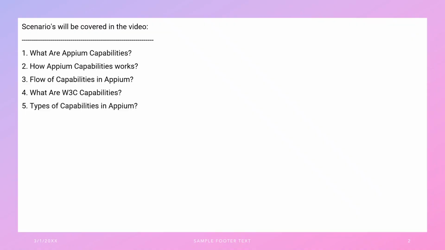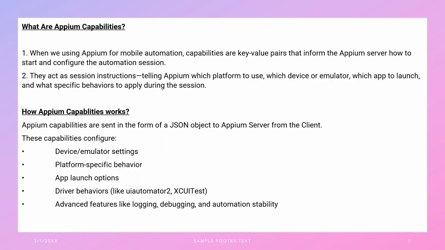As a part of this video, we are covering these five scenarios. First, what are APM capabilities; second, how APM capabilities work, the flow of capabilities in APM; then what are W3C capabilities; and last, the types of capabilities available in APM. So all these five scenarios we are going to cover. First we understand what the APM capability is.